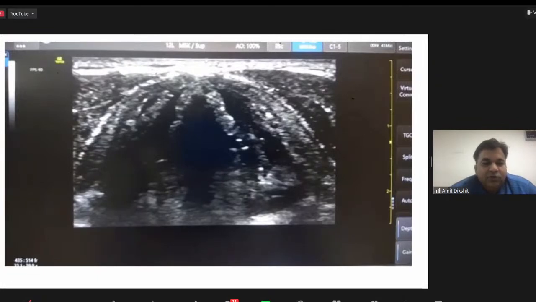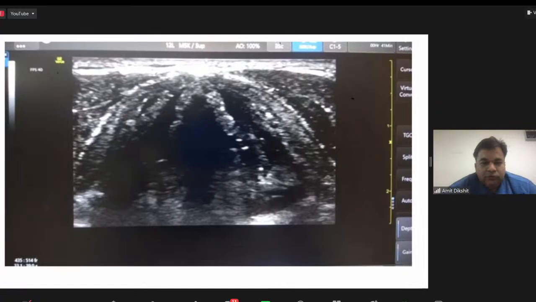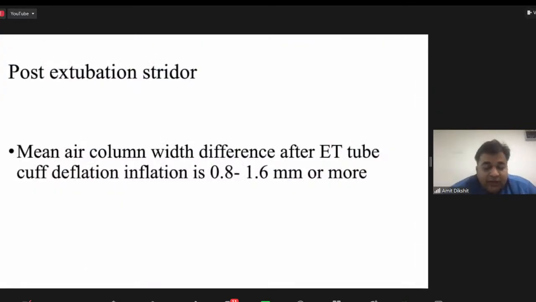So I think we can be more scientific and objective, and we can store these images and we can show it to our relatives and the surgeon also. So after Bailey's maneuver, you can pick this up very well. So post-extubation stridor is another important area. Some of us do have ICU or HDU, or post-surgical, we extubate on the second day.